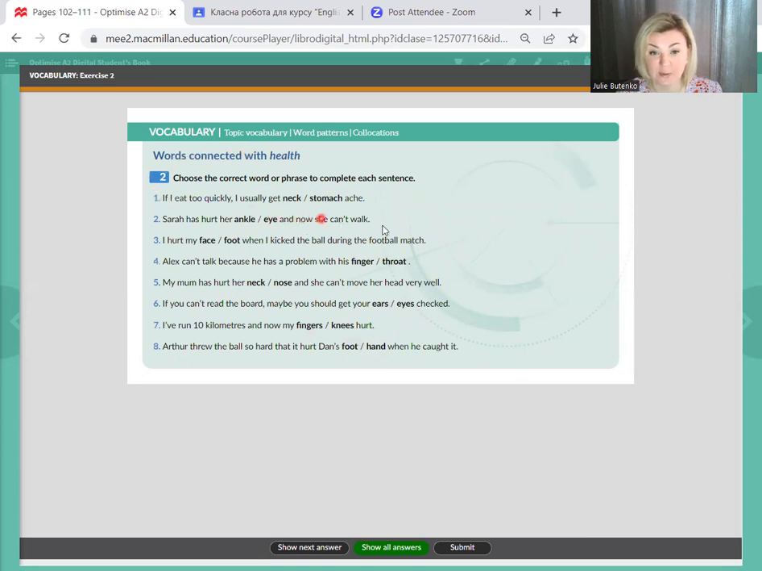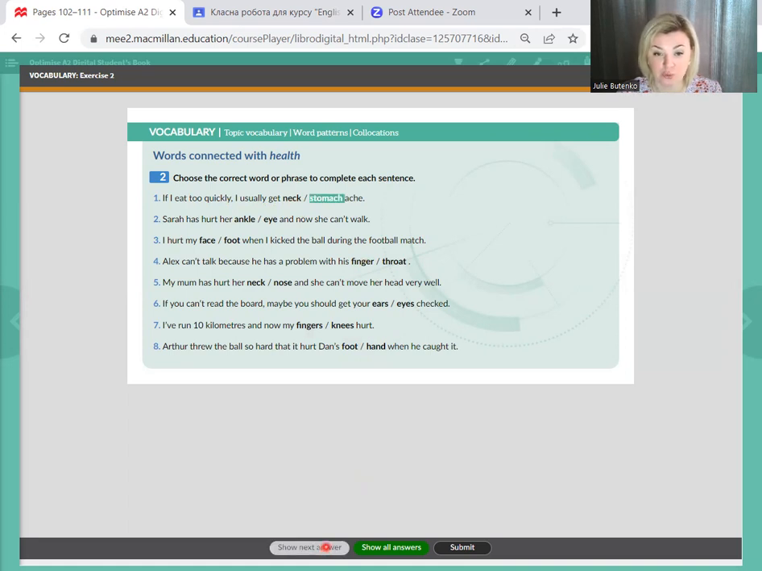The next exercise is about the sentences with the usage of the words connected with health. You can underline, circle, or highlight the correct answers. Choose the correct word or phrase to complete each sentence. Number one. Those who work in notebooks, remember, don't rewrite the sentence fully, but write the number of the exercise, the sentence and just the answer. If I eat quickly, I usually get neck or stomach ache.